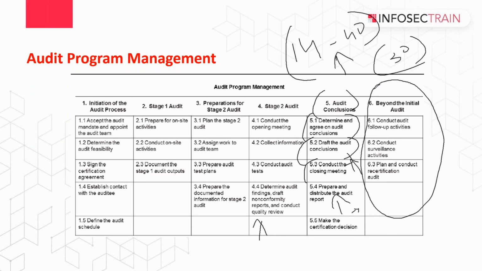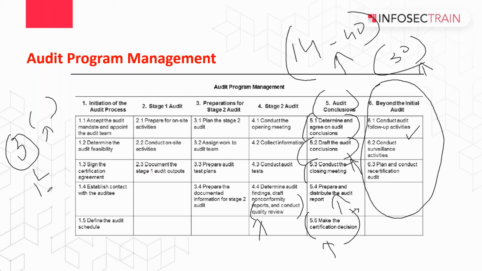The sixth phase of this, beyond the initial audit: conduct audit follow-up activity. That will be your audit follow-up activity. Because you had reported a major non-conformity, on the basis of that, the certificate is pending. Now to gain a certificate or to go with a recertification, this process is for recertification as well. Not only to gain a certificate; if you already have a certificate and you are going with a recertification, the certificate is valid for 3 years.